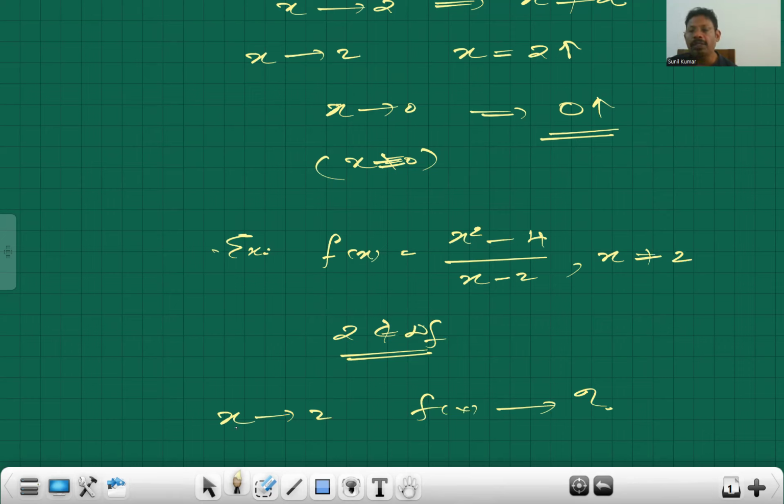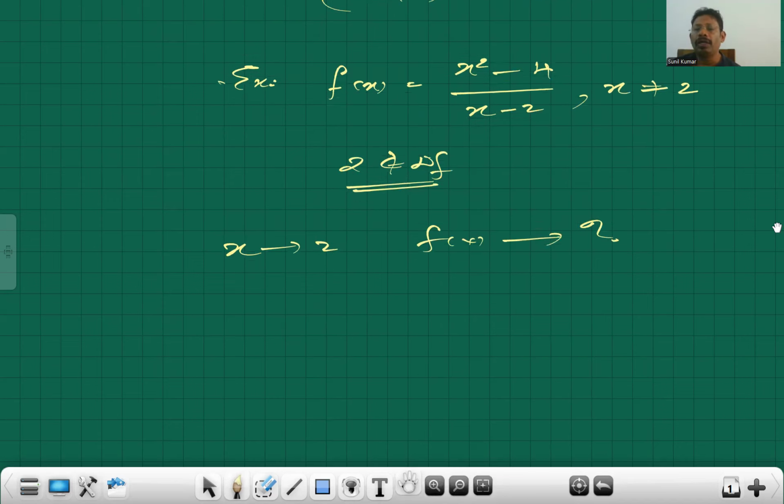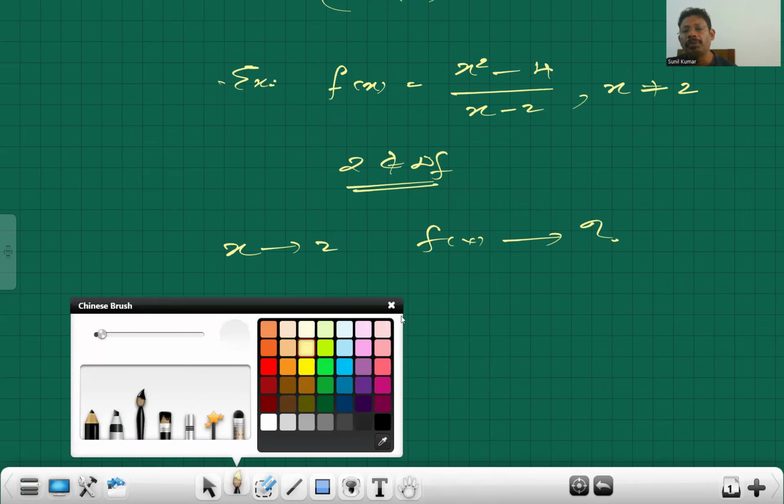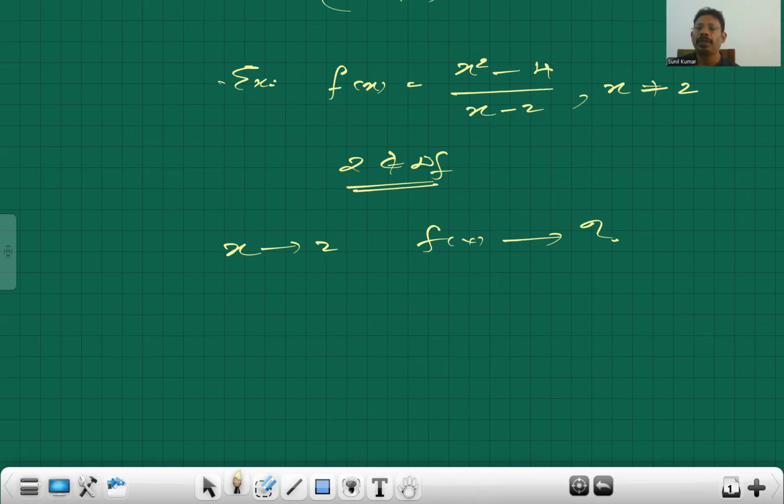So here you can see that 2 is not in the domain of the function. One thing is very clear: x tending to 2 means x never becomes 2. That should be there. So what happens whenever x approaches 2? You can see that as x approaches 2, f(x) is coming out as 0 by 0 like this.